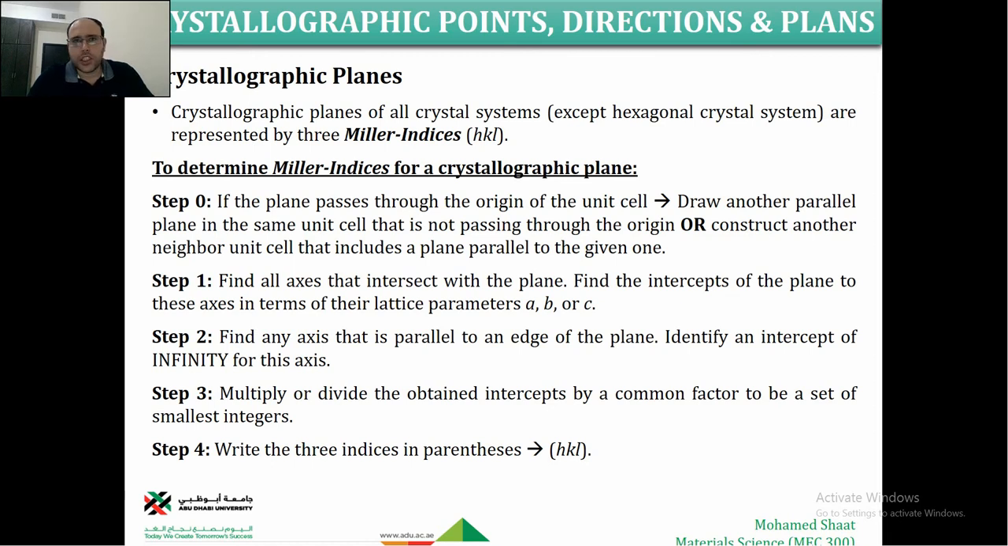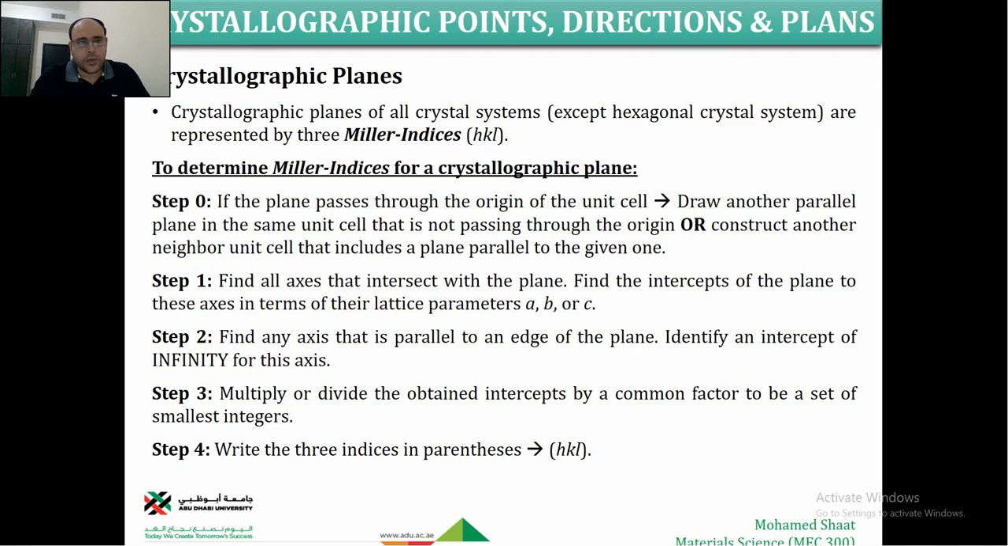Inside the unit cell of any crystal, there is a group of atoms. This group of atoms would form a virtual plane. How we can define these different planes for these different crystal systems is what we are going to discuss over this video.